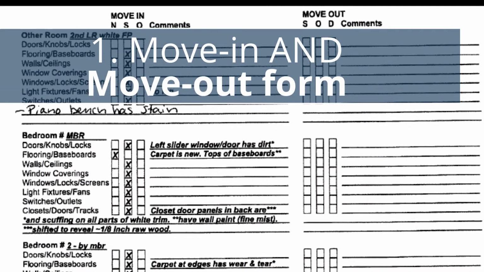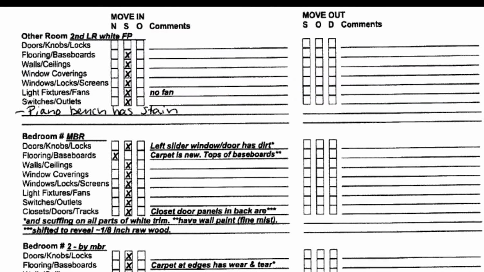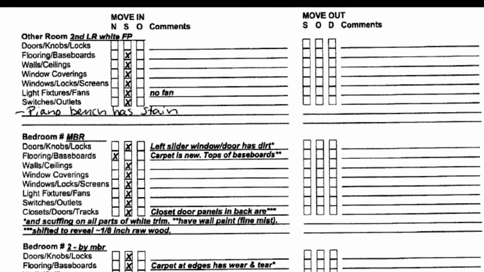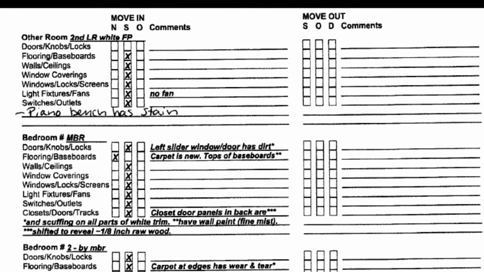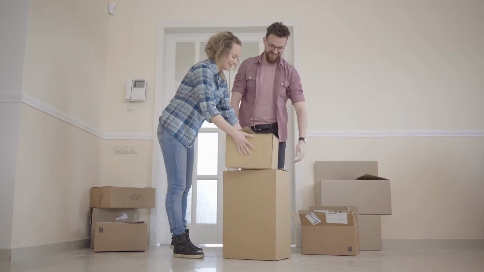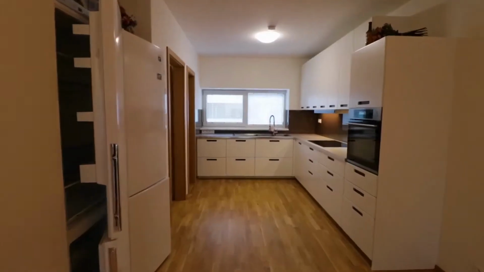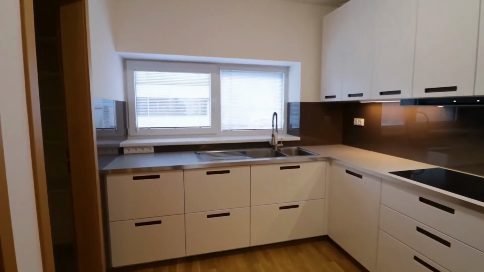Number one, the form is used both for a move-in and a move-out. You first move the tenant in, and then later the same form is used to move them out and document the condition of the property. When the tenant is moving in, you should do a thorough walkthrough, determining what the condition of the property is at the time the tenant moves in.